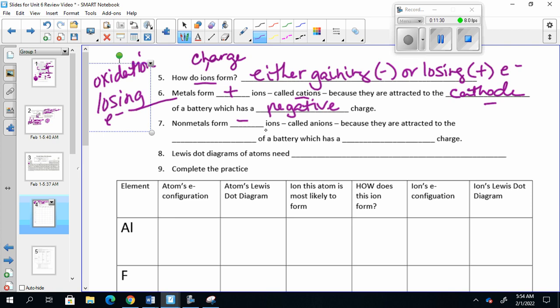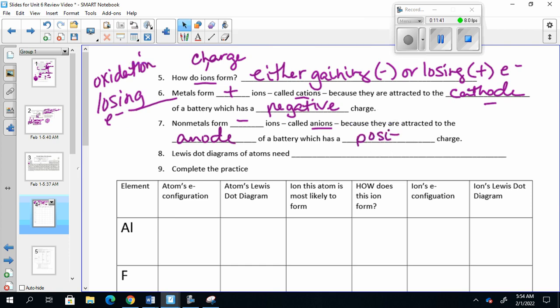Nonmetals form negative ions called anions because they're attracted to the anode, which is the positive side of a battery.